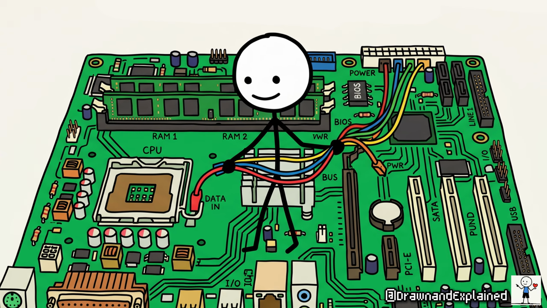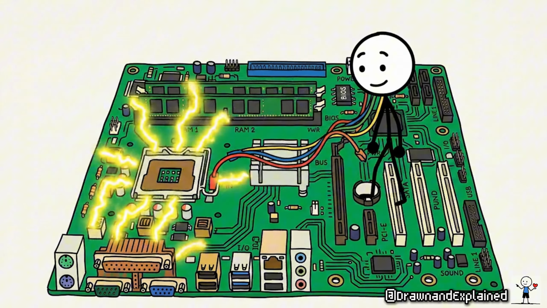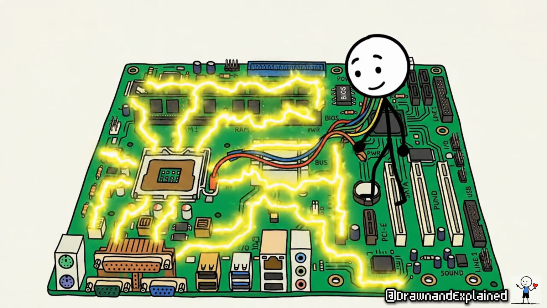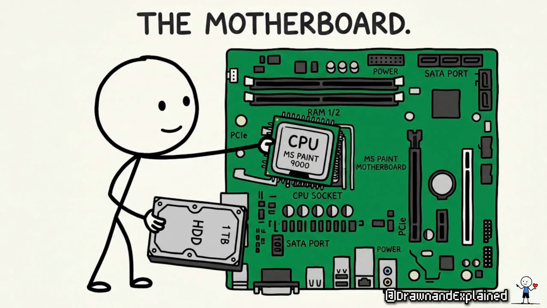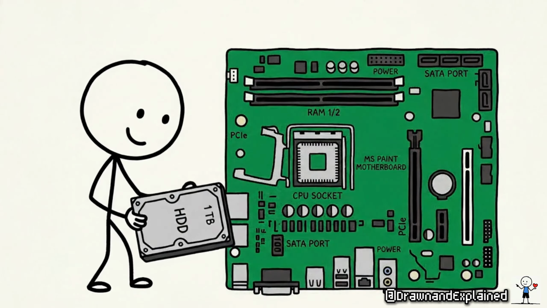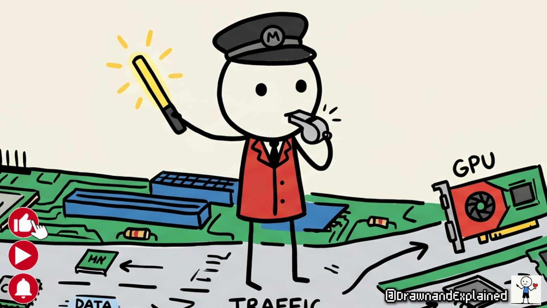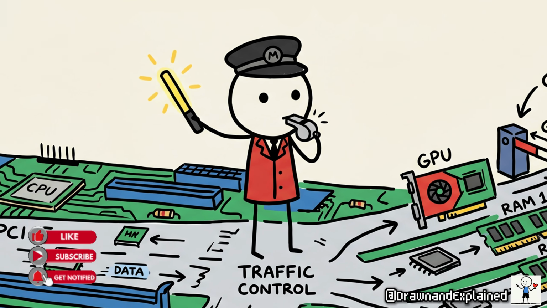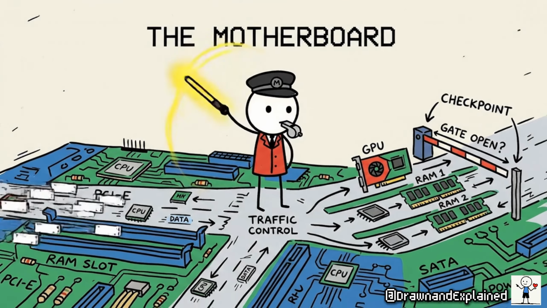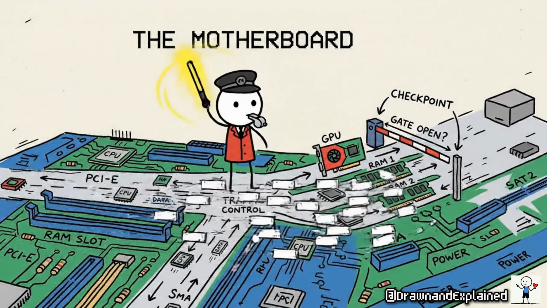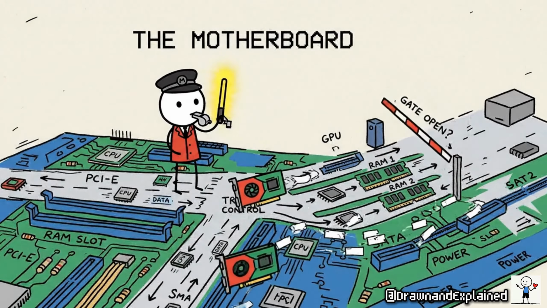The motherboard. Often called the backbone of the system, this large circuit board acts as a hub that allows all other parts to communicate with one another. Every component, from the processor to the hard drive, plugs directly into it. It manages the flow of data across various lanes and determines what kind of hardware you can actually install, acting as the nervous system that keeps the entire machine synchronized.